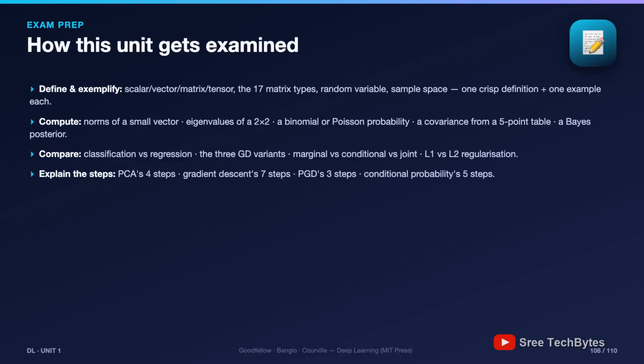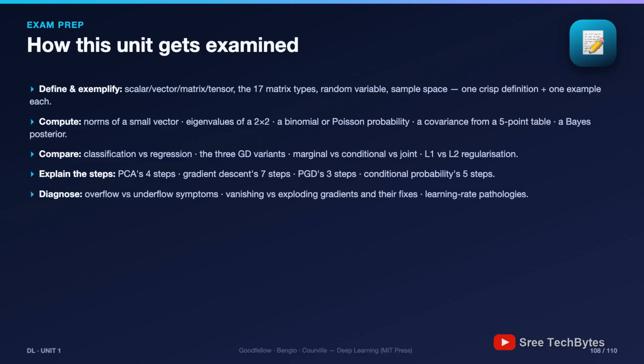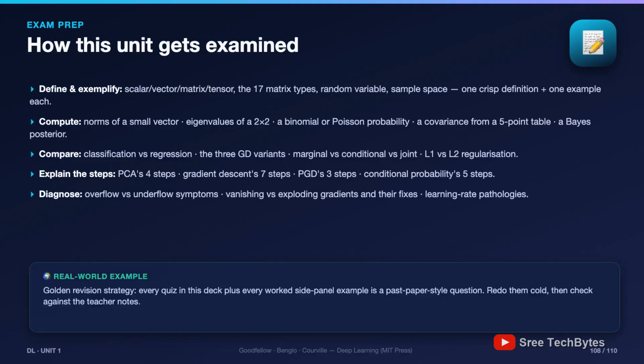3. Compare. Classification versus regression. The 3 gradient descent variants. Marginal versus conditional versus joint. Our comparison tables are those answers. 4. Explain the steps. PCA has 4 steps, gradient descent 7, PGD 3. 5. Diagnose. Overflow versus underflow, vanishing versus exploding, learning rate pathologies. The golden strategy: every quiz in this series plus every worked example is a past paper question in disguise. Master those and you walk in prepared.